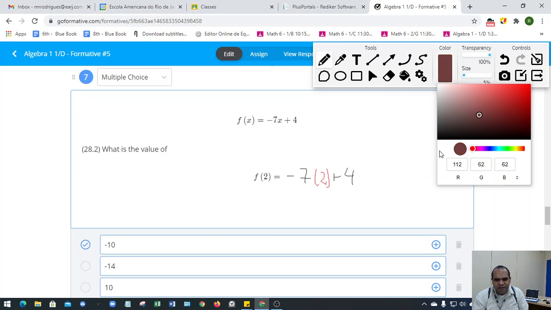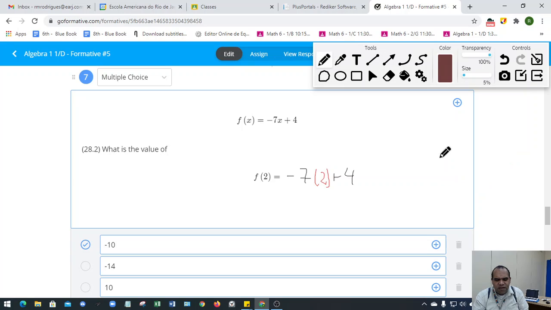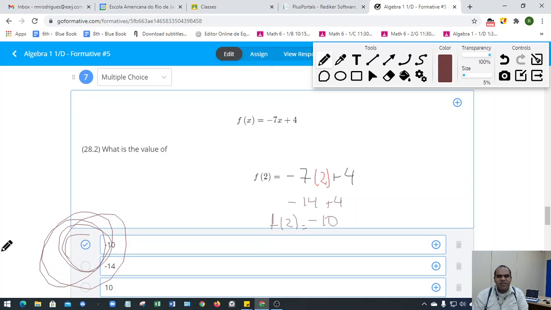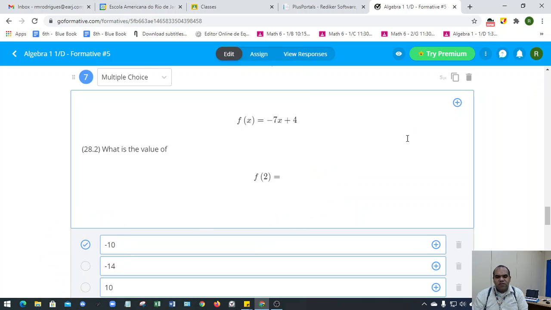Negative 7 times 2 is negative 14. Negative 14 plus 4 is negative 10. My f of 2 equals negative 10. This is my first one here, as you can see. Great. Right now, let's go to the next one.